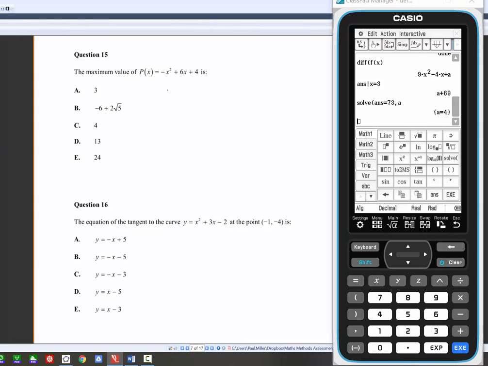What's the quickest way of doing this? I think the quickest way is just to complete the square by hand. You could use fmin on the calculator, type in the function in fmin, but yeah, I can complete the square fairly quickly on this. We're going to go negative x squared take 6x take 4. Now let's complete the square. Halve it is 3, square it. Take 9, take 4.